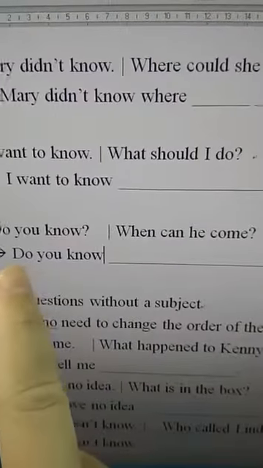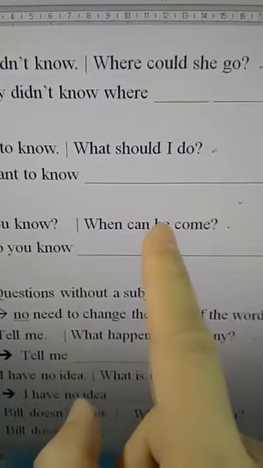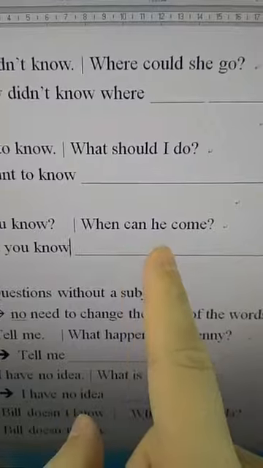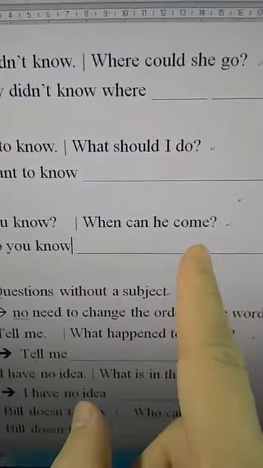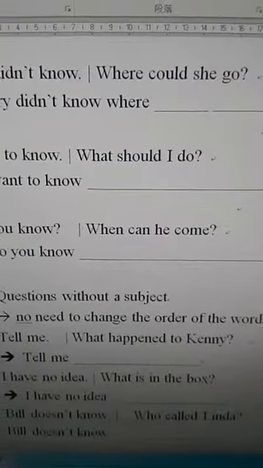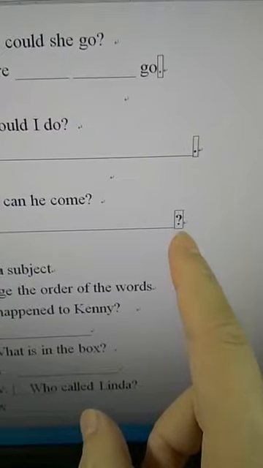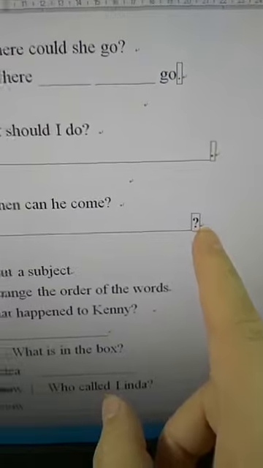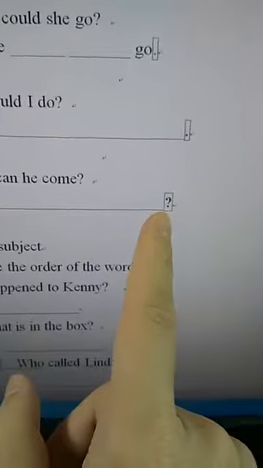Okay, so let me read the correct sentence for you. Do you know? We keep when. Okay, when can he becomes he can come. Okay, I'll read this correct sentence for you. Do you know when he can come? And please tell me, is it a period or a question mark? Of course, it is a question mark. Why? All the time we check the main sentence here. If the main sentence is a question, of course here we need to use a question mark.